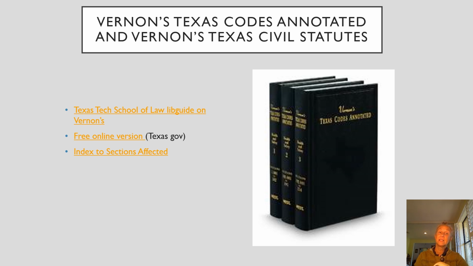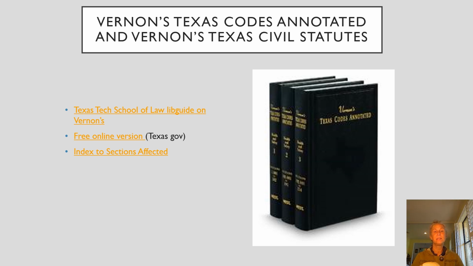So I like the Texas Tech School of Law on Vernon's, very good. There is a free online version of the Texas codes and the civil statutes. It is difficult to search. You can do it, but it doesn't have annotations. And generally, if you plug in a citation, it will put you at the beginning of the whole thing, so you have to scroll down. Also, it doesn't have hyperlinks within it. And you can browse it, but it's a little bit difficult to find the browse feature. It's just not that user-friendly.